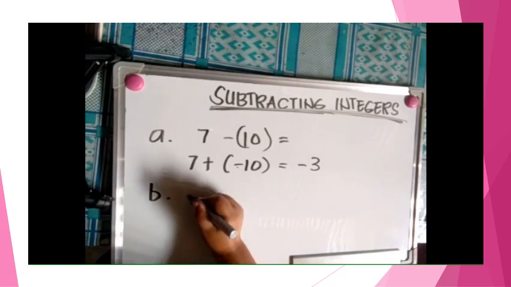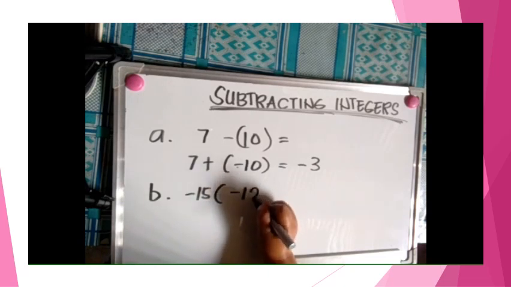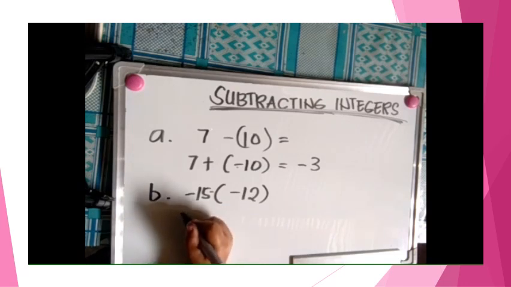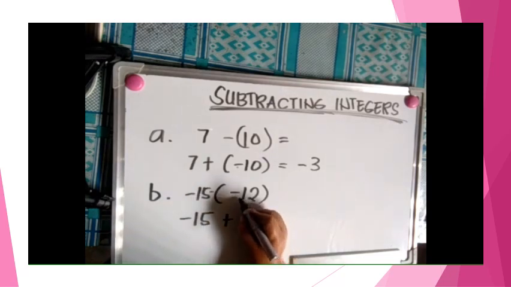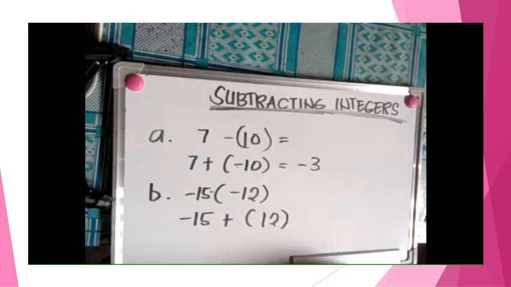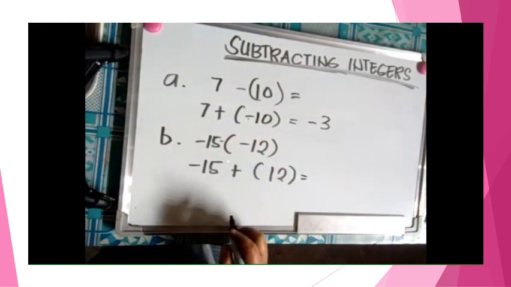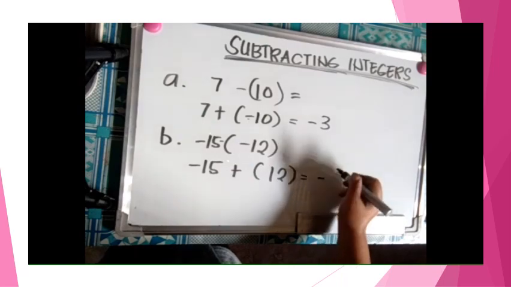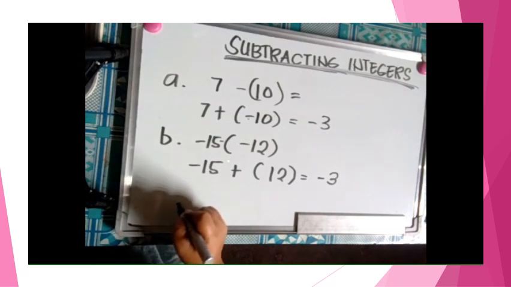Okay, next. Letter B, negative 15 minus negative 12. First, we are going to rewrite this into addition. Negative 15 plus, what is the opposite of negative 12? It is positive 12. Therefore, negative 15 plus 12 is equal to what? Negative 3. Do you understand? Very good.